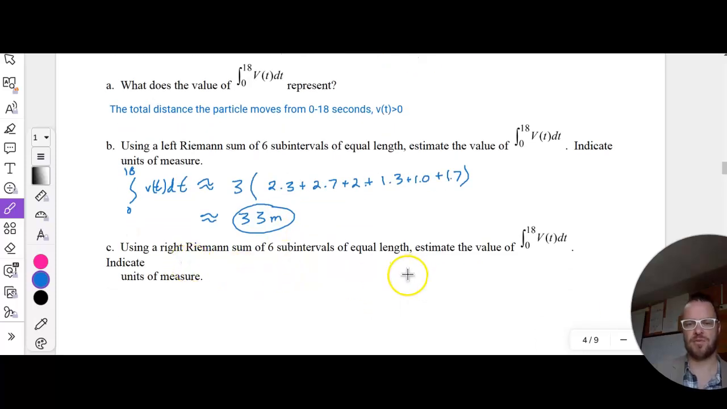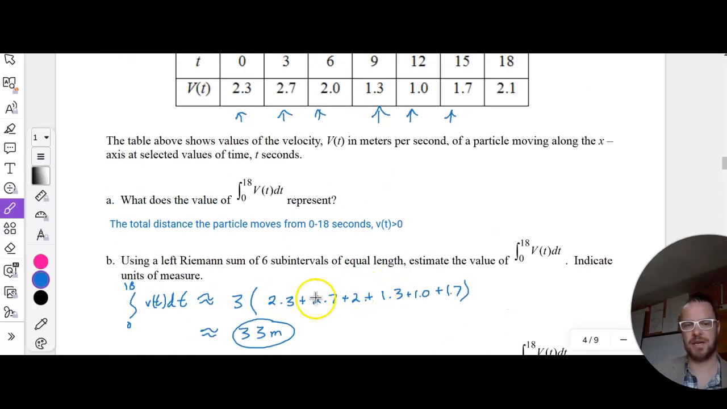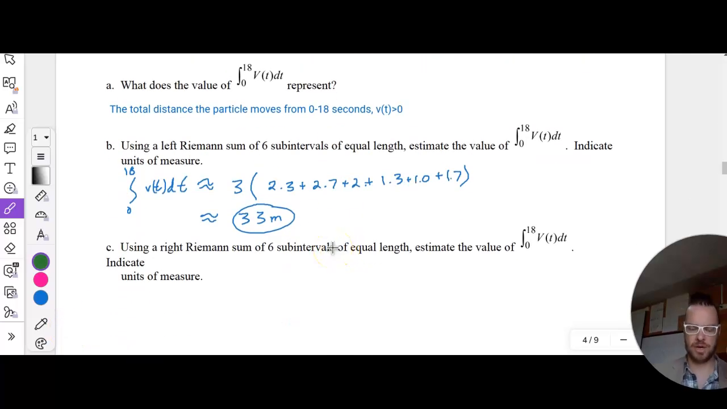Now, what about if we do it with right-hand intervals? Well, it's exactly the same thing, it's still a width of 3, but instead of including 2.3 here, maybe I'll switch colors to show you, we would end up using the right hand of each of those rectangles here. So instead of 2.3, we're going to include 2.1. But otherwise, it's going to be the same thing there.